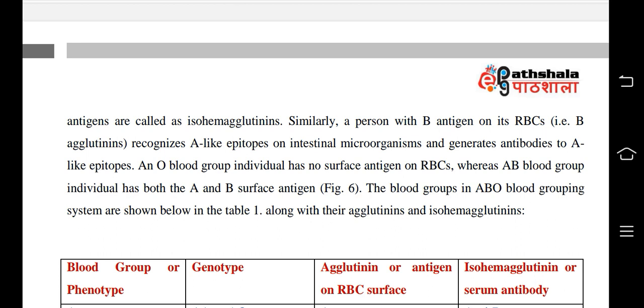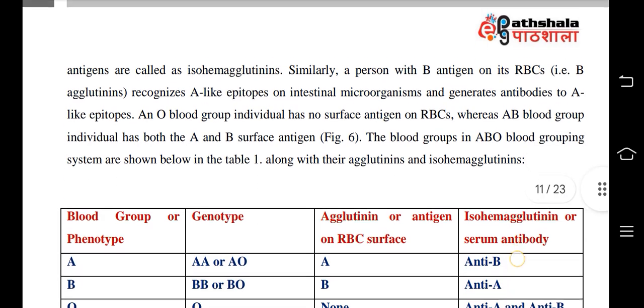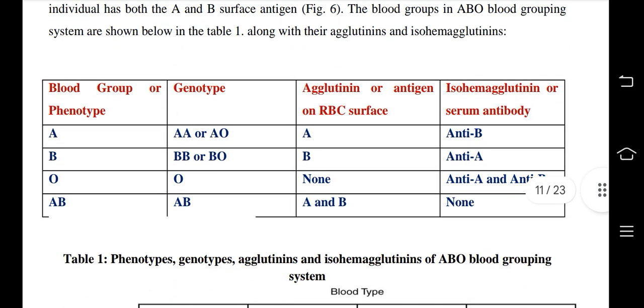An O blood group individual has no surface antigen on RBC, whereas an AB blood group individual has both A and B surface antigens. The blood groups in the ABO blood grouping system are shown below in the table along with their agglutinins and isohemagglutinin. Blood group or phenotype, genotype, agglutinin or antigen on RBC surface, isohemagglutinin or serum antibody.